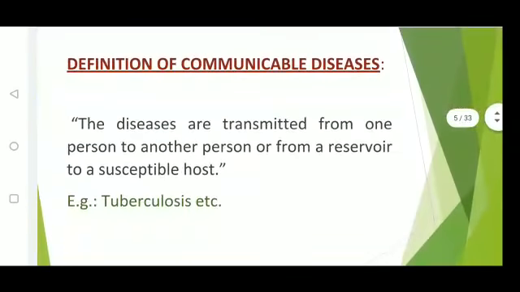Next one, the definition of communicable diseases. A disease that is transmitted from one person to the next person, or from a reservoir to a susceptible host, we call a communicable disease. For example, tuberculosis. The current worldwide pandemic, novel corona, is also an example of a communicable disease, that is, the disease is transmitted from one person to the next person or from a reservoir to a susceptible host.